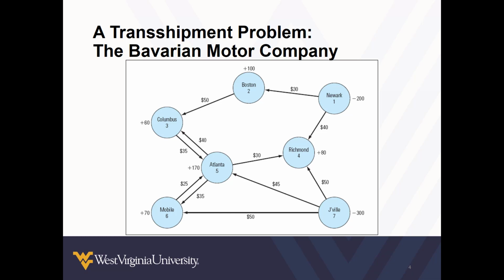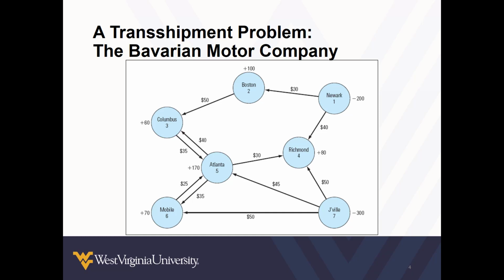And what we see on each of the arcs is the cost to ship a single vehicle between those nodes. So for example, if you're shipping from Jacksonville to Richmond, the cost is $50. And then next to each node, we see the demand. So for example, there's a demand for 80 vehicles in Richmond. There's demand for 60 vehicles in Columbus.